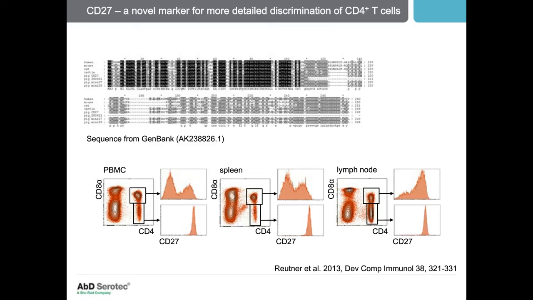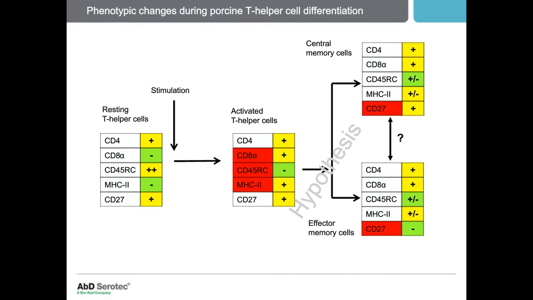We can find the same pattern in spleen and the same pattern in lymph node. But in lymph node, the CD27 positive ones are enhanced in the CD4 plus CD8 alpha positive subpopulation. Therefore, we set up the following hypothesis. We have our CD4 positive, CD8 alpha positive activated T helper cells, and when they further differentiate, they become CD27 positive central memory cells and CD27 negative effector memory cells.